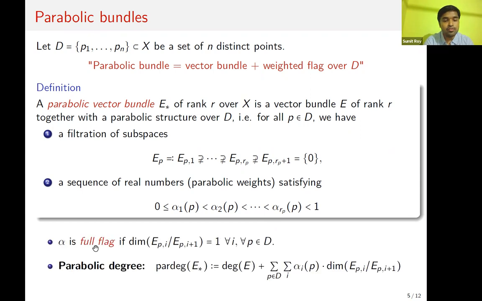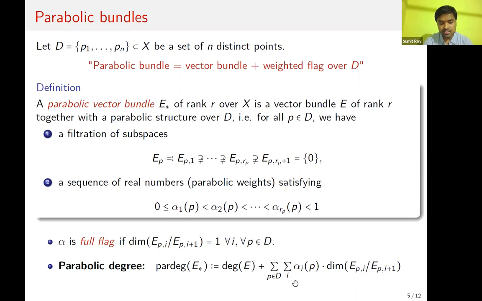And we say that α is full flag if the dimensions of the successive quotients are equal to 1, which means that this filtration here is complete. So there are many subspaces here. And the parabolic degree is defined by the degree of the underlying vector bundle plus this additional part: the parabolic weights times the dimensions of these quotients. So in the case of full flag, these dimensions are one. Therefore, this is just the summation of all parabolic weights. One thing to note is that the parabolic degree may not be an integer, because these α_i(p) are real numbers. So the parabolic degree is an integer only when all parabolic weights are zero. And in that case, we say that the parabolic structure is trivial.